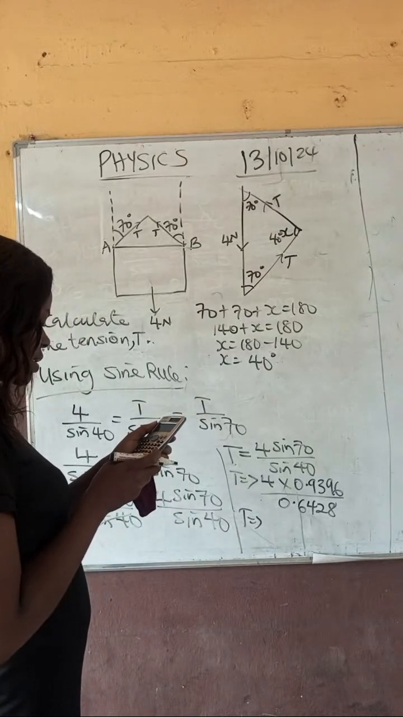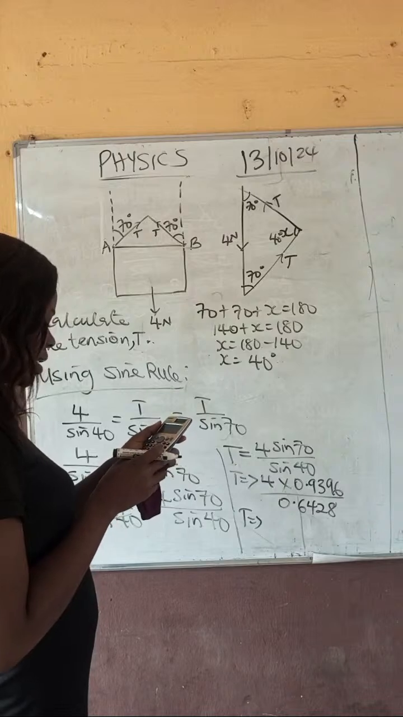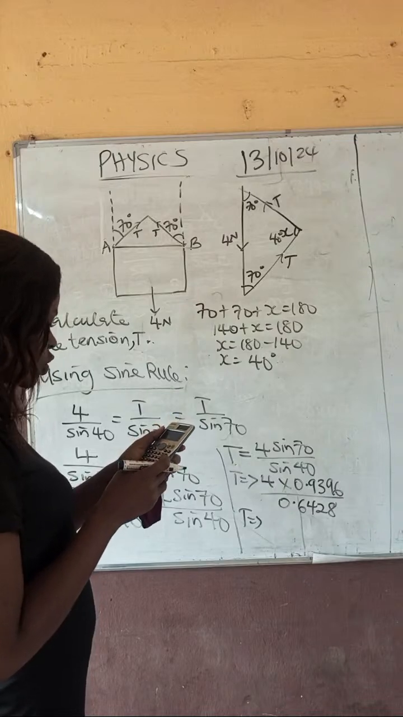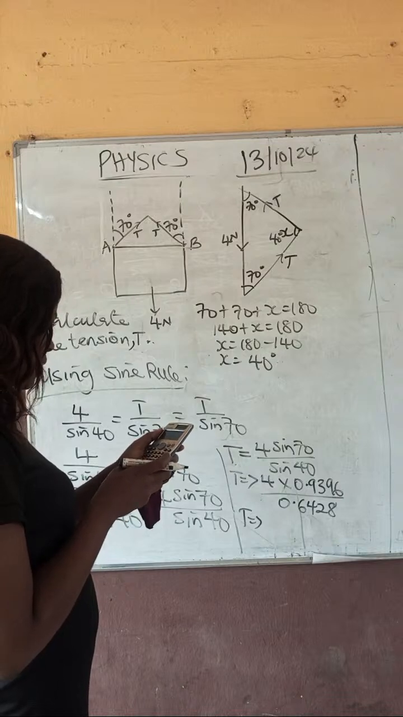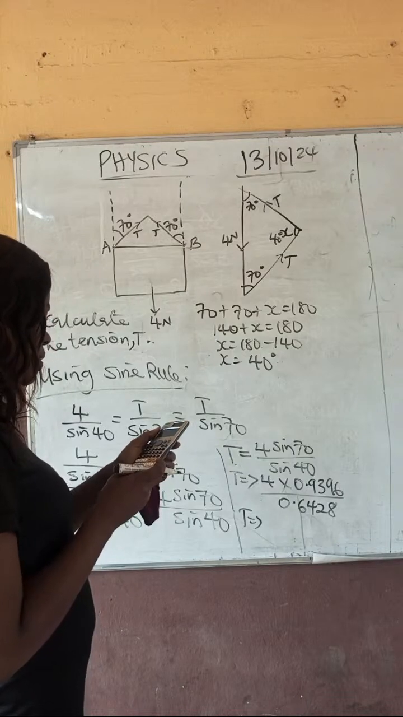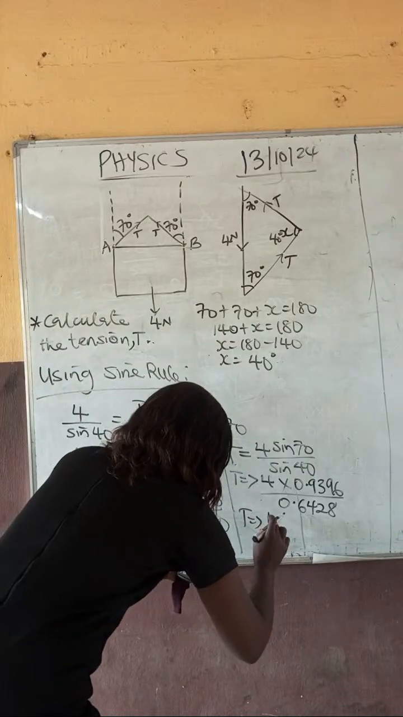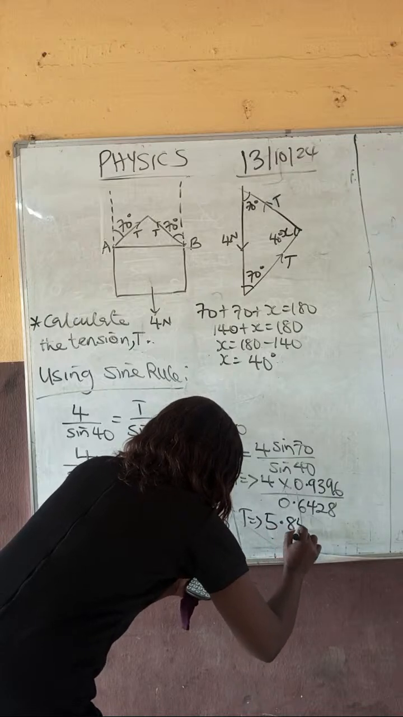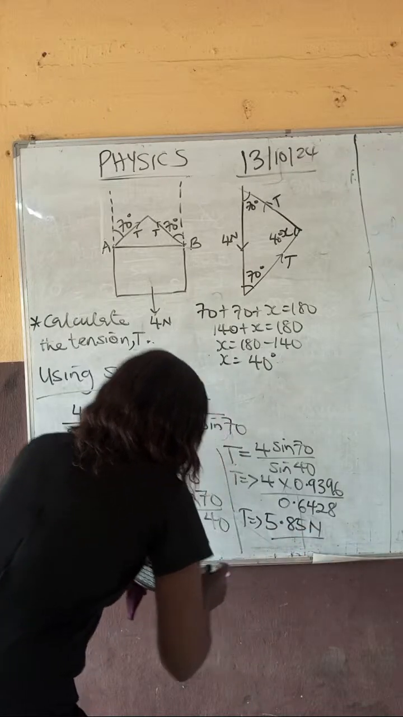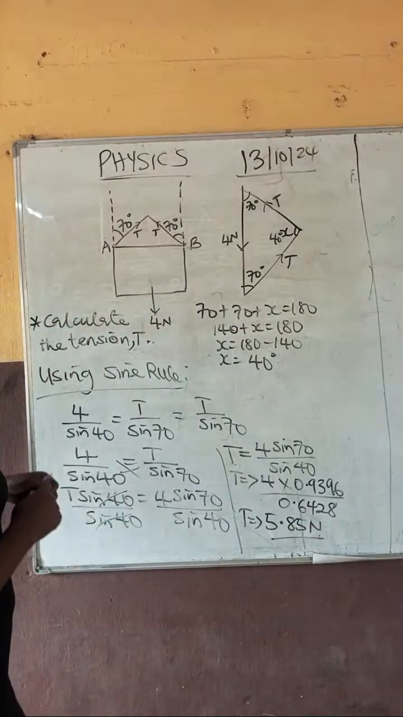So let's go. 4 times 0.9396 is equal to, then divided by 0.6428. All right, so my answer is 5.85 Newton. Okay, the answer is 5.85 Newton.